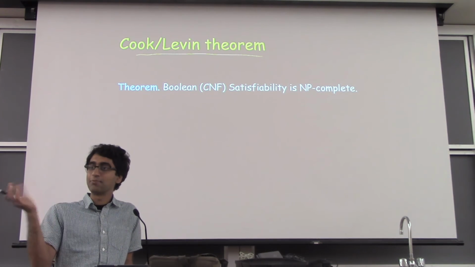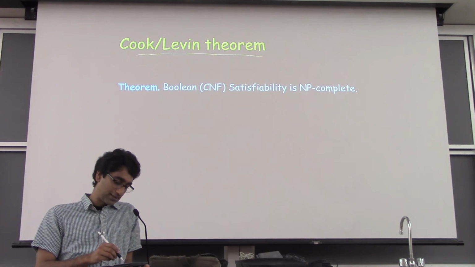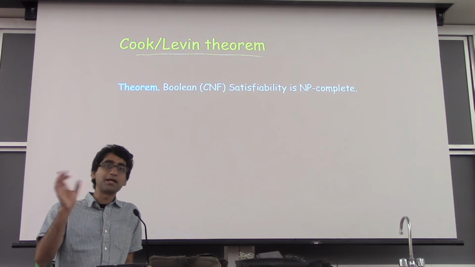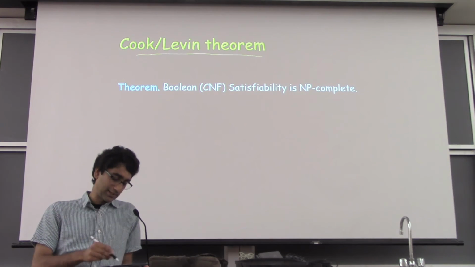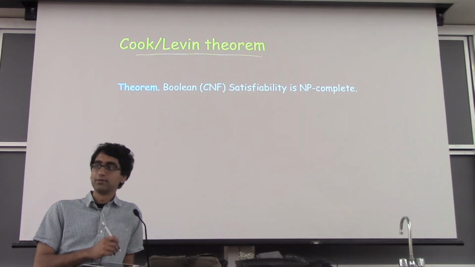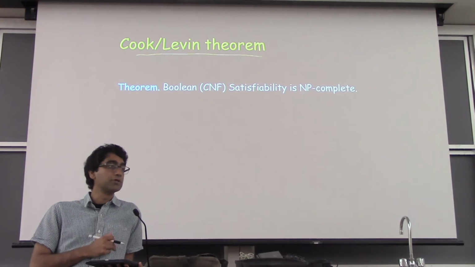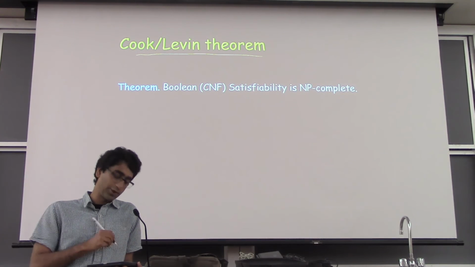So they're the same problem, right? But people sometimes define NP differently. So this actually requires proof. If you define NP using Turing machines, then this requires proof. That's why it's called the Cook-Levin theorem.